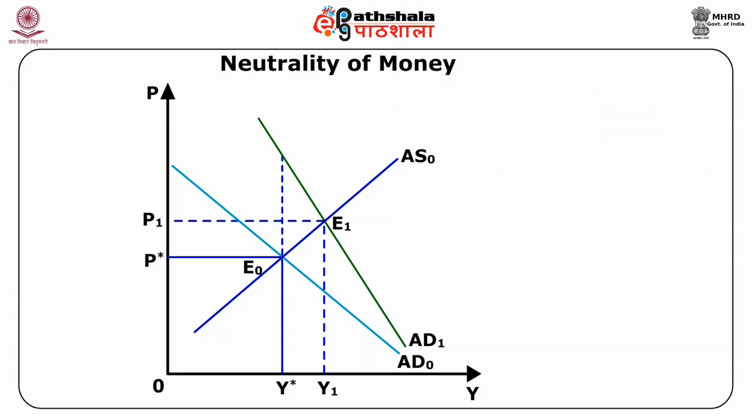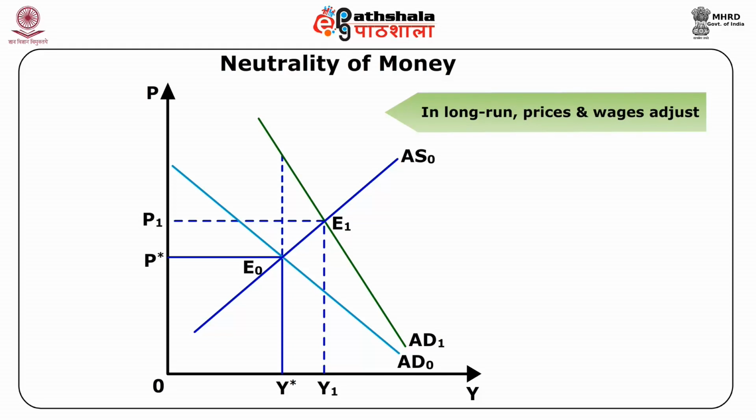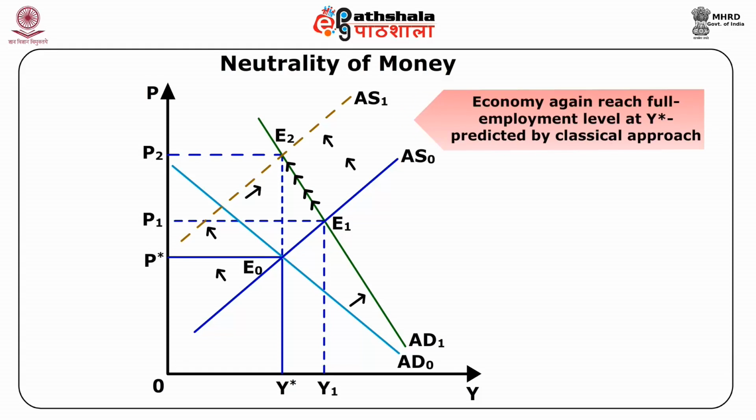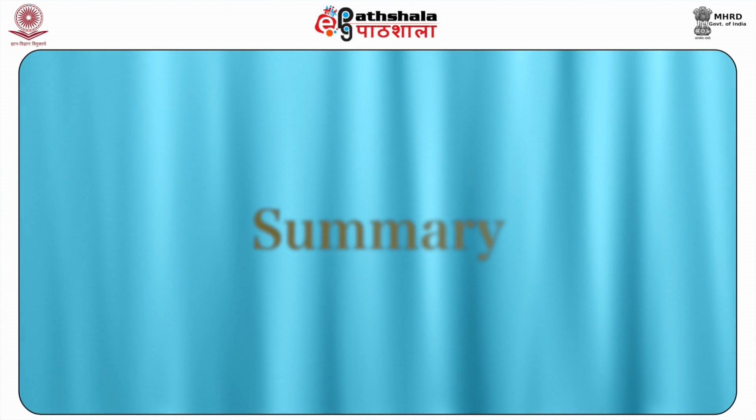In the short run and the medium run, due to workers' misperception and wage price stickiness, the economy will operate above Y star. However, in the long run, prices and wages will adjust. As a result, the aggregate supply curve will shift leftwards. The economy will again reach its full employment level at Y star.